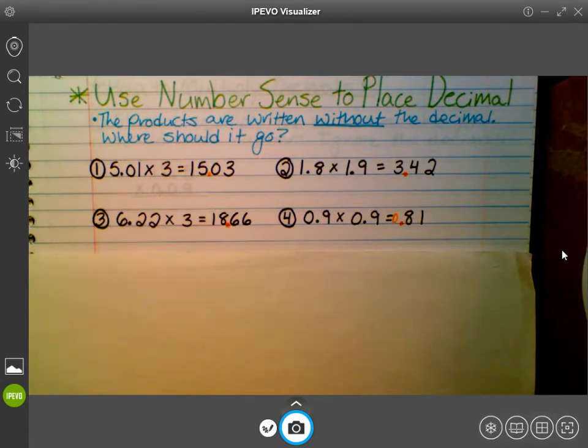How do you feel about placing the decimal in the answer? Now that we've done it together, how do you feel? How are we feeling? 1 through 5. Okay. Drew, how are you feeling? Okay. Okay. Addie, how are you feeling with it? Awesome. All right. Hands down.